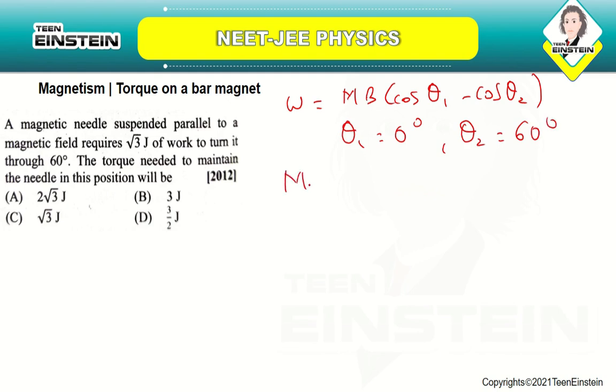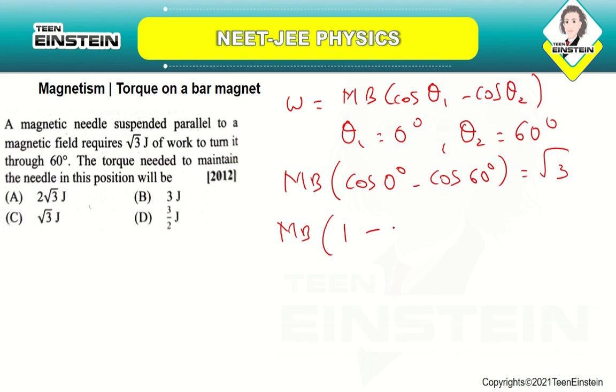So, MB times cos 0 degree minus cos 60 degree is equal to root 3. MB times 1 minus 1 by 2 is equal to root 3. So, MB is equal to 2 root 3. Okay. So, like this you are just first calculating the MB value.